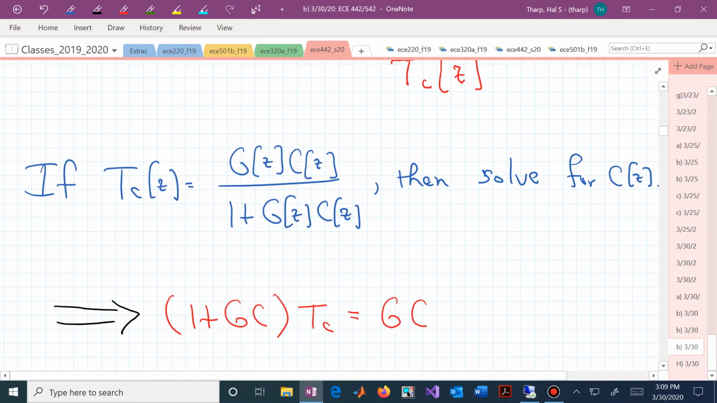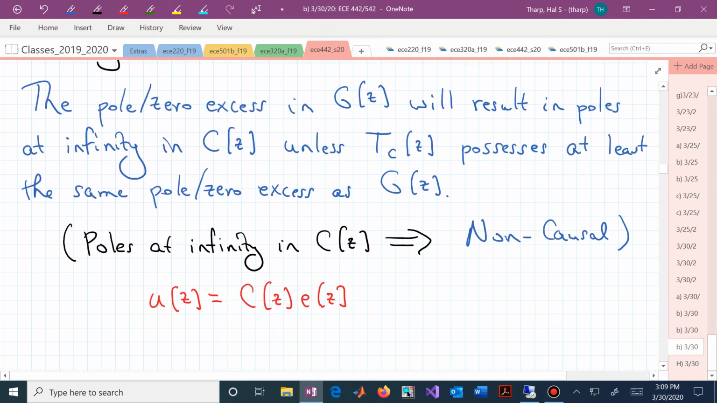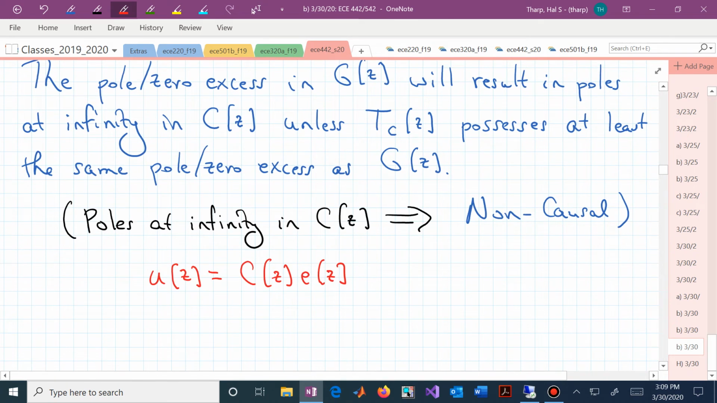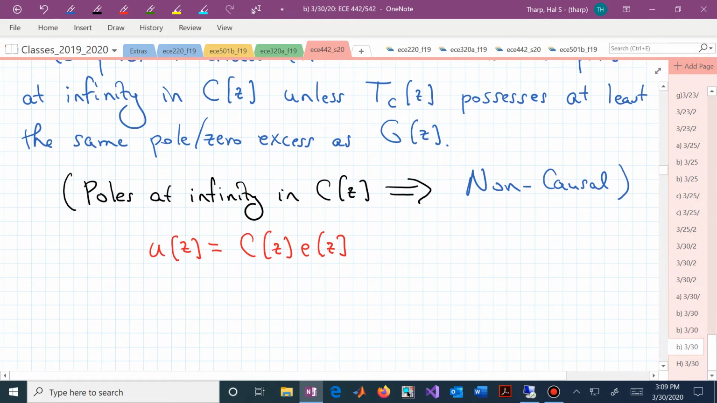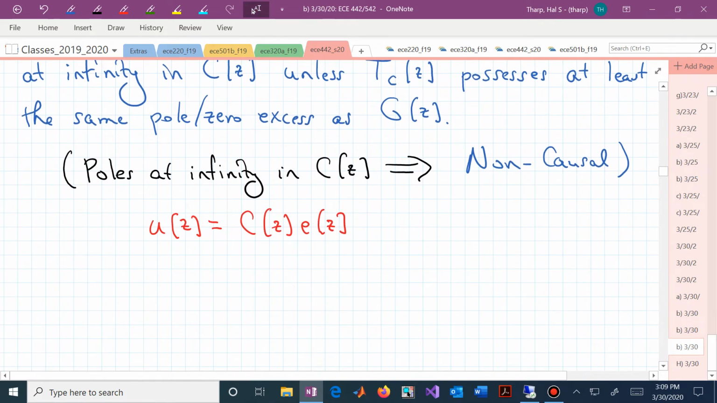That's what we're starting with down here, just to get a feel for what's happening. So U, the output of your controller, is C times E. What happens if we would actually have a pole at infinity? Well, a pole at infinity could be obtained if we simply had U of Z equaling Z times E of Z.